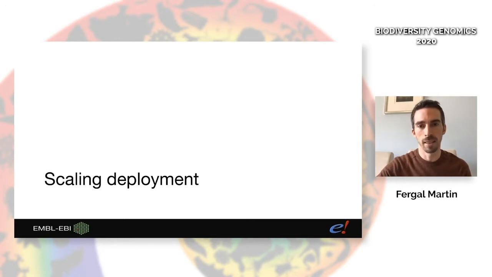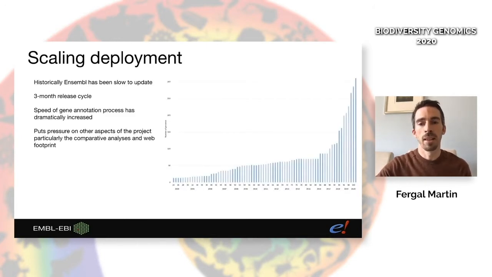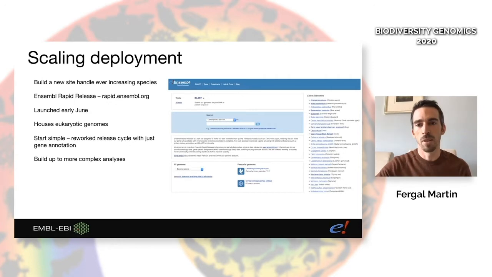So that's scaling deployment. And historically, we've been a bit slow to update. We do 4 updates a year, so a 3-month release cycle. And the speed of the gene annotation process, as I said, has dramatically increased. But as a result, there are lots more species going into each release, and this puts pressure on other aspects of the project, particularly the comparative analyses where we do all versus all comparisons, and even just the web footprint.